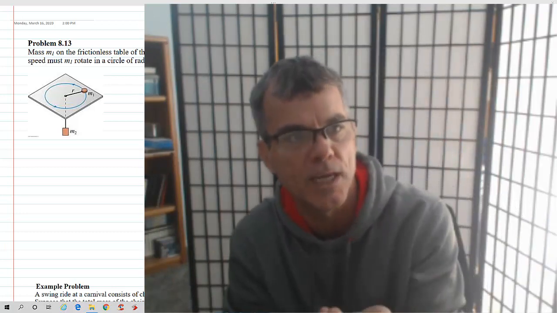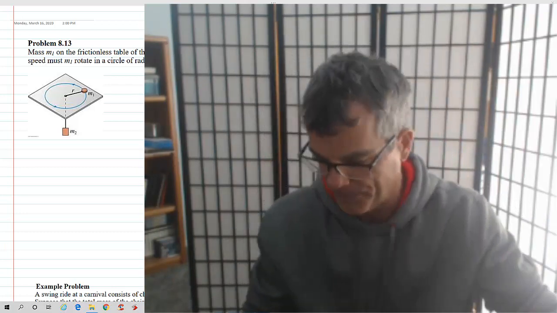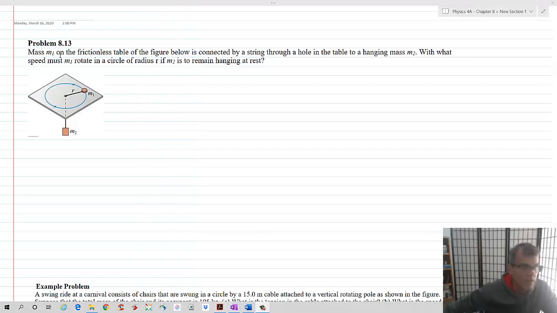So let's take a look first at problem 8.13. What we have is mass m1 on the frictionless table of the figure below, connected by a string through a hole in the table to a hanging mass m2. With what speed must m1 rotate in a circle of radius r if m2 is to remain hanging at rest?